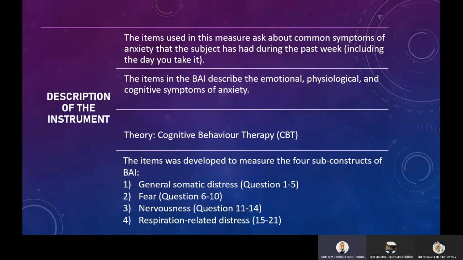For the theory, usually therapists use cognitive behavioral therapy (CBT) to help the client with anxiety. The items were developed to measure the four sub-constructs of the Beck Anxiety Inventory. First, general somatic distress, questions 1 to 5. Fear, questions 6 to 10. Nervousness, questions 11 to 14. And the last, respiration-related distress, questions 15 to 21.